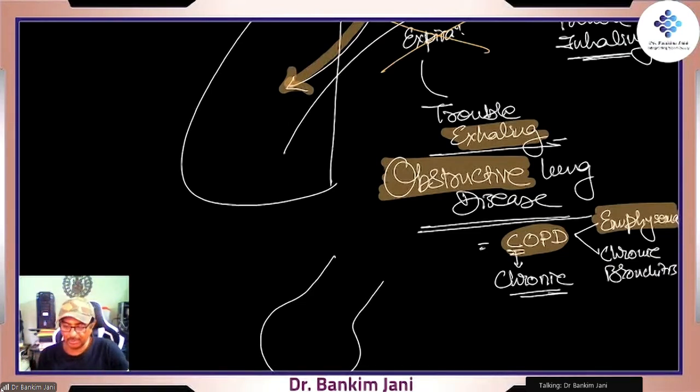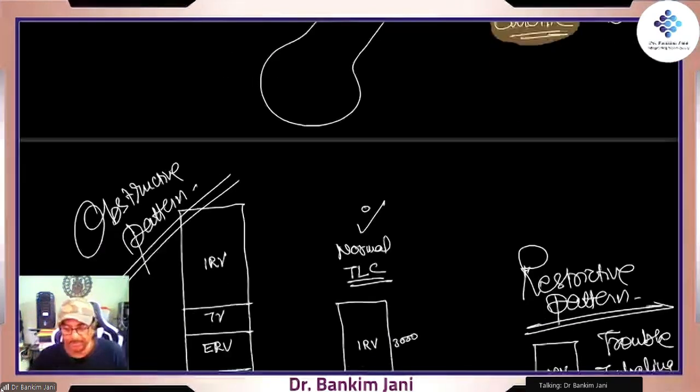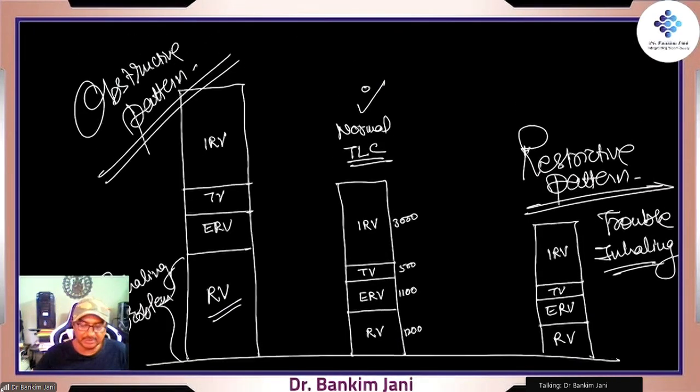Or the chronic bronchitis, right? C is chronic, right? Something which is long-standing, chronic obstructive pulmonary disease. So this is the whole pattern.